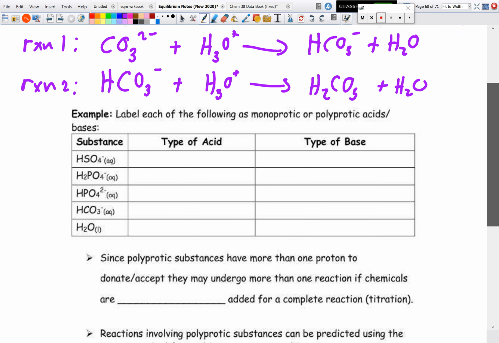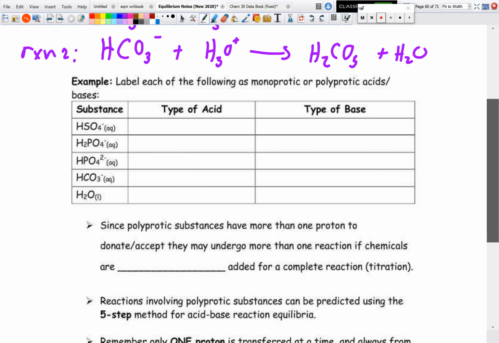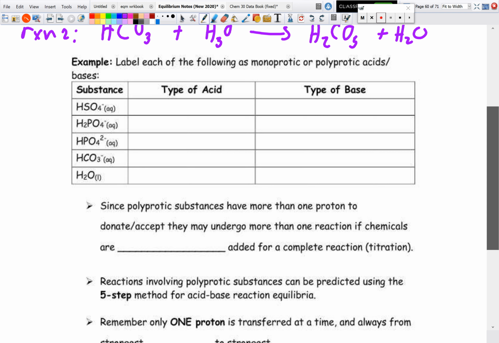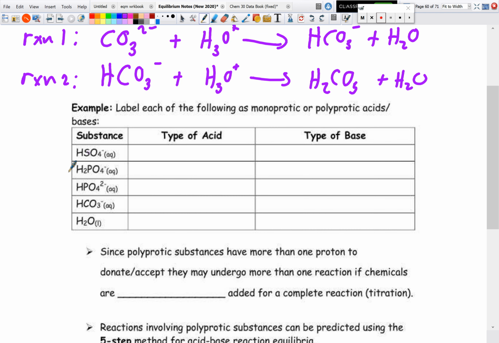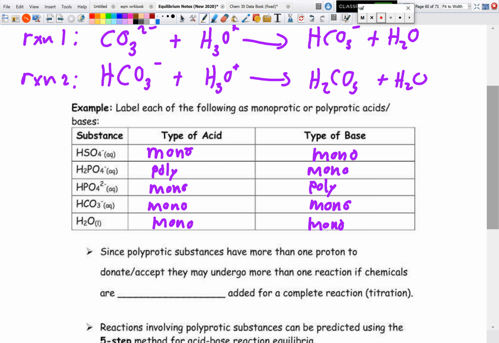So just by looking at the chemical formulas, we have examples right here, so I want you to pause the video and see if you can look at our chemical species and write out the type of acid, whether it's going to be a polyprotic or a monoprotic acid, and same thing with the base, whether it's a monoprotic or a polyprotic base. All right, so pause the video because the answers are going to go up in 3 seconds. And when you get it done, it should look something like this.